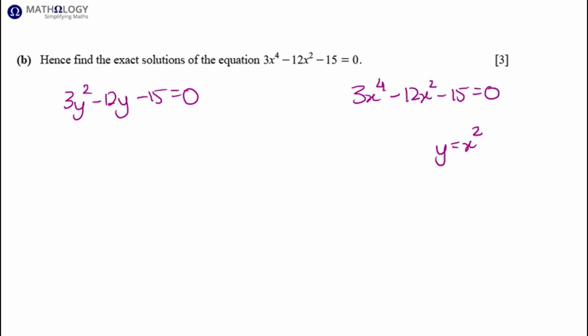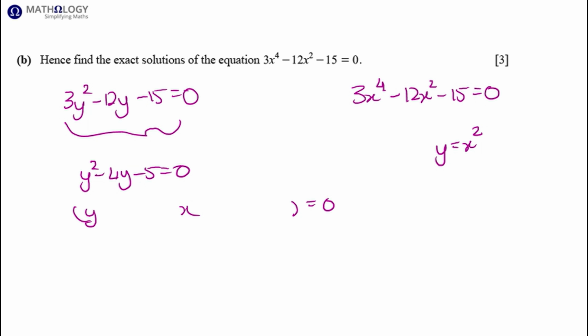So the solution to 3y squared minus 12y minus 15 would be, well, first we're going to simplify this quadratic as y squared minus 4y minus 5 equals 0, and then solve for y. So (y plus 1)(y minus 5), so y equals minus 1, or y equals 5. And then to solve 3x to the 4 minus 12x squared minus 15 equals 0, we simply equate y to x squared. So x squared equals negative 1.